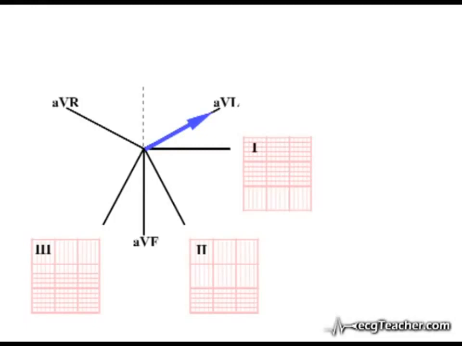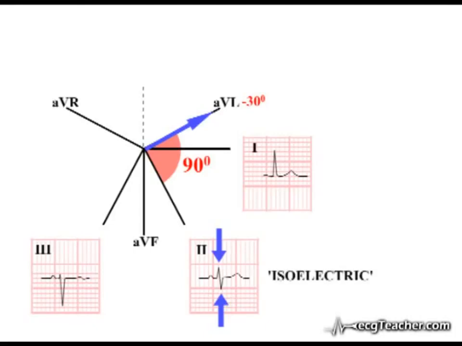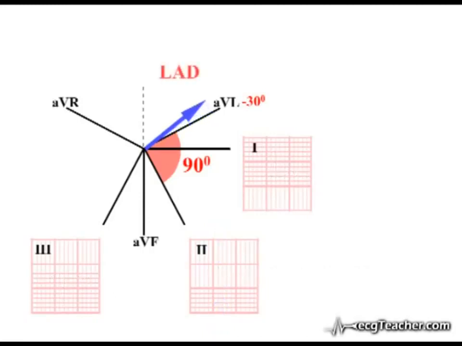Crucially, note that at the limit of normality on the left, the axis is travelling straight down aVL. aVL lies at 90 degrees relative to lead 2. This means that when the axis lies at the limit of normality on the left, lead 2 is isoelectric. The R wave and S wave in this lead are equal in magnitude. Once the axis moves beyond aVL into abnormal territory, the QRS complex in lead 2 becomes overall negative, with an S wave larger than the R wave.